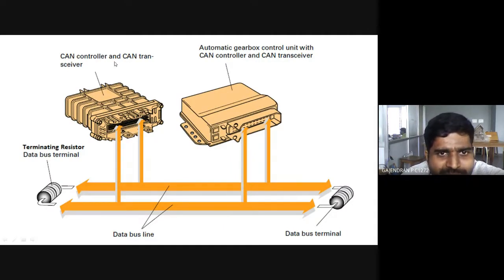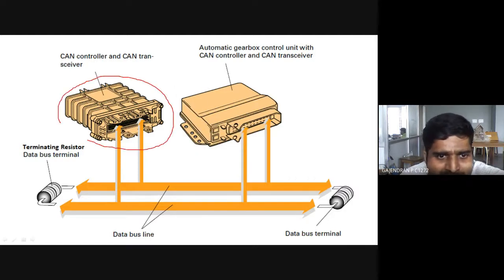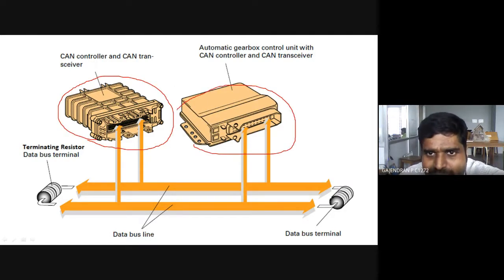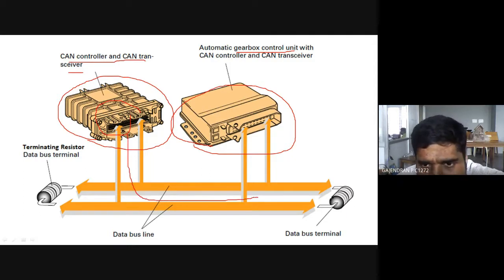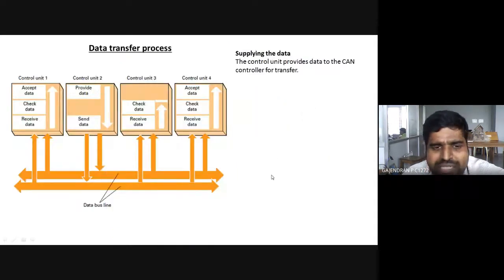Likewise, this is one practical example. Here we have connected one node and another node. One is the gearbox control. Another one is the CAN controller and CAN transceiver unit alone. This unit alone is going to link with some other gearbox control unit.